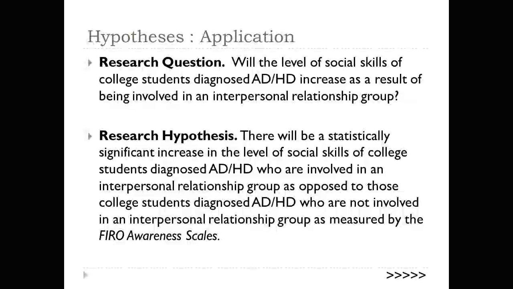The relationship that is expected is a directional relationship between variables. So I'm stating a directional research hypothesis that the students who are involved in the group are going to have a higher level of social skills than those that are not involved in the group.